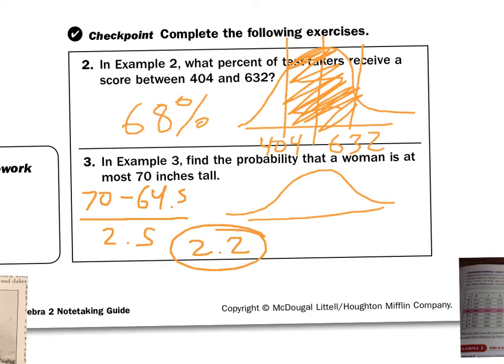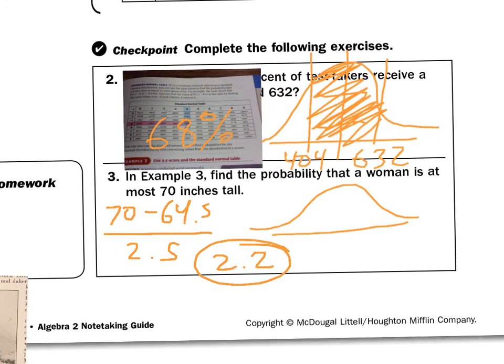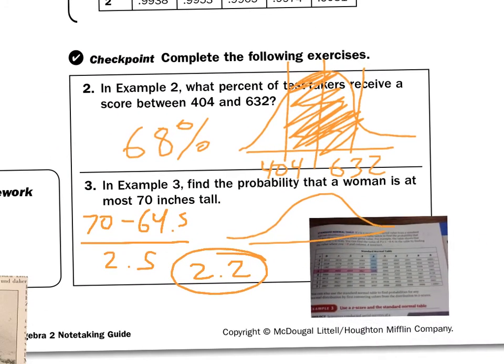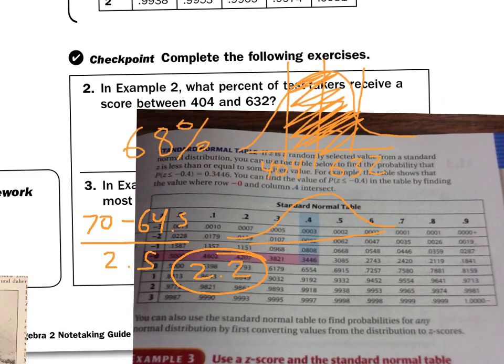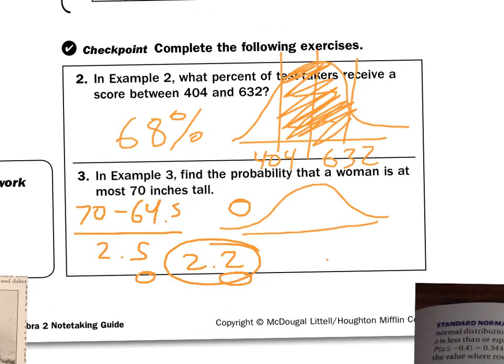So let's see if I have better luck with my table here this time. Maybe I won't have better luck with my table. There we go. 2.2 on my table is, here's 2 right here, and 0.2 is right here, so it looks like I'm right there at 0.9861. All right, so my answer is 0.9861, or 98.61%.